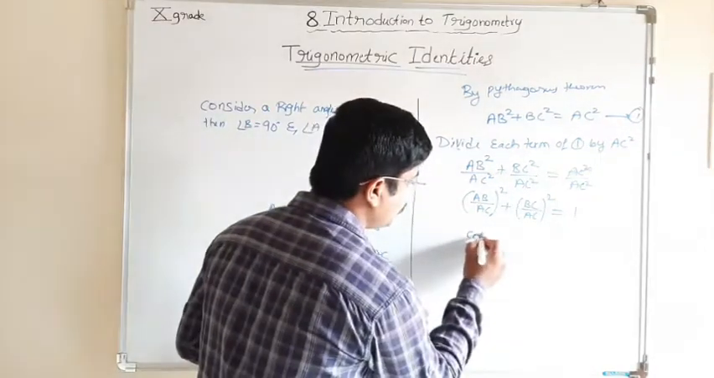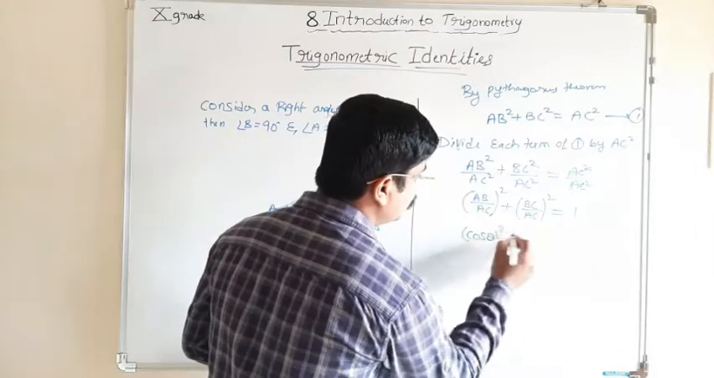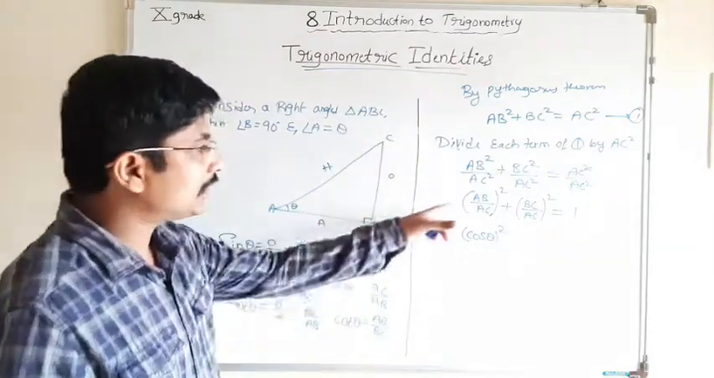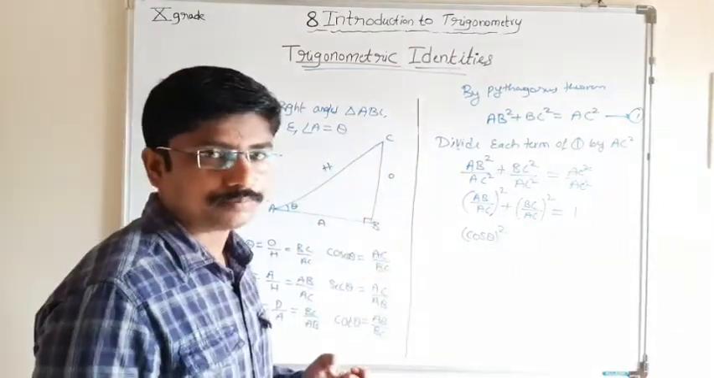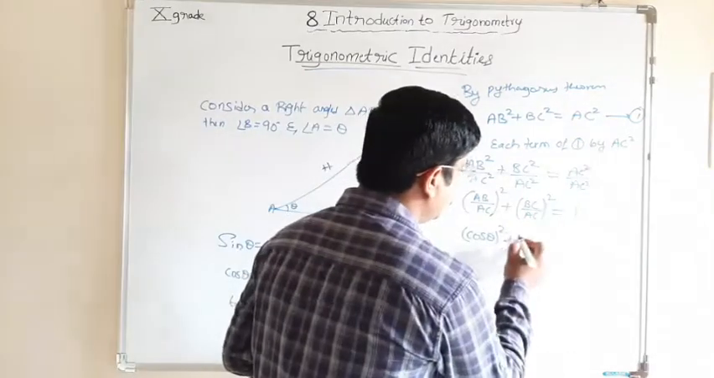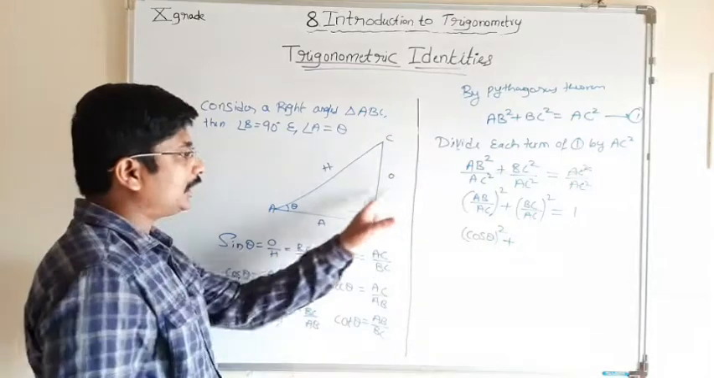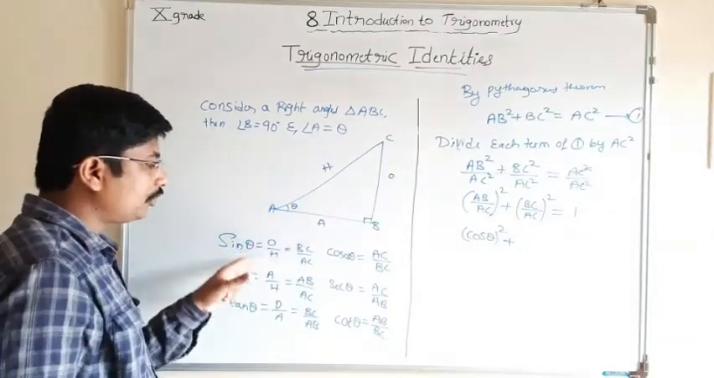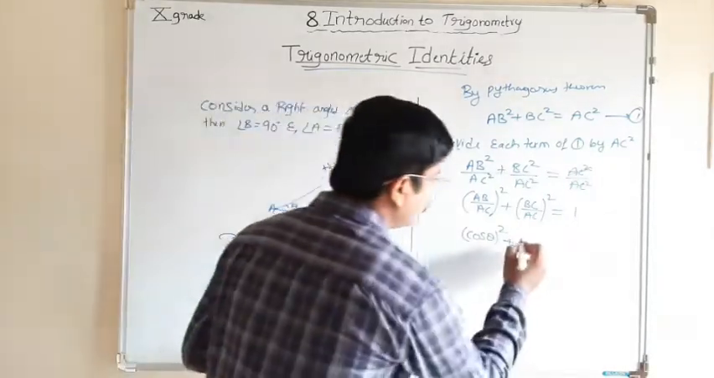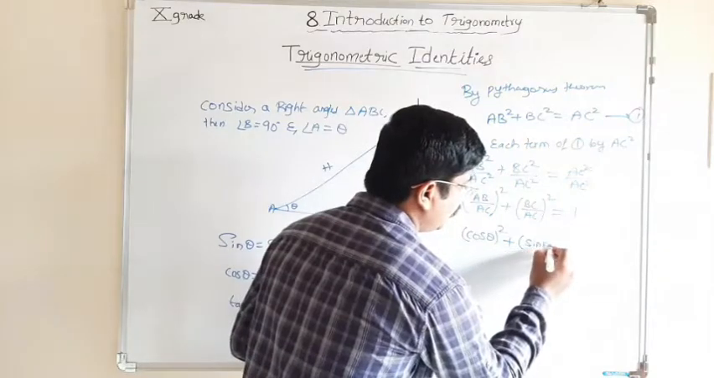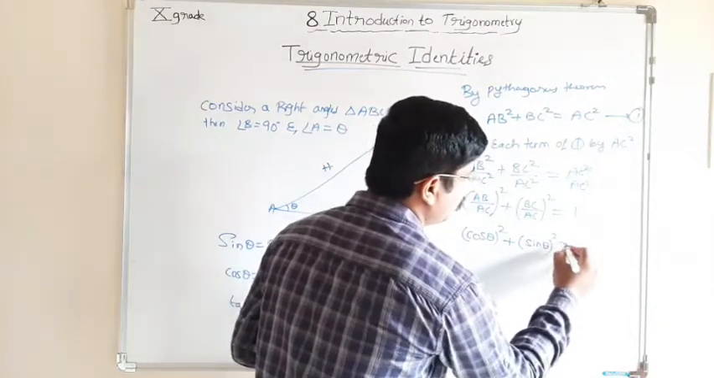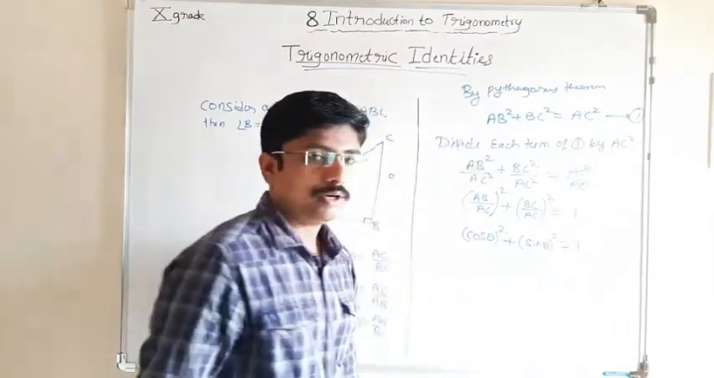Okay, this may be written as (cos theta) whole square, because it is the ratio of cos theta, plus BC divided by AC, opposite side divided by hypotenuse, which is nothing but sin theta, which is a whole square, which is equals to 1.